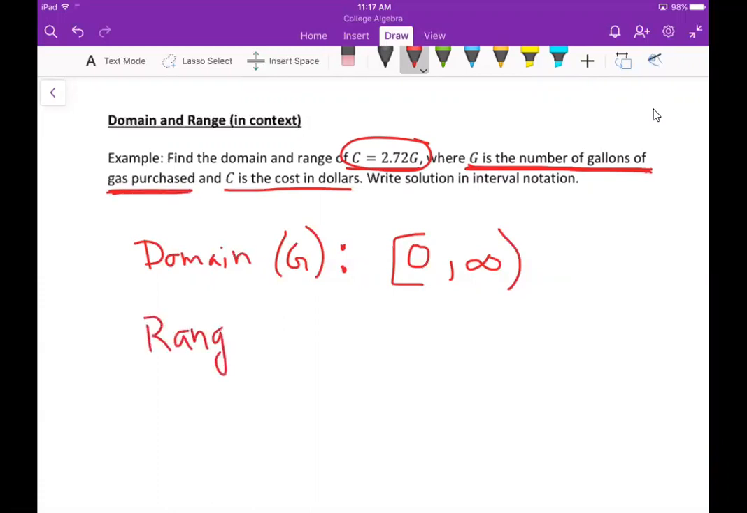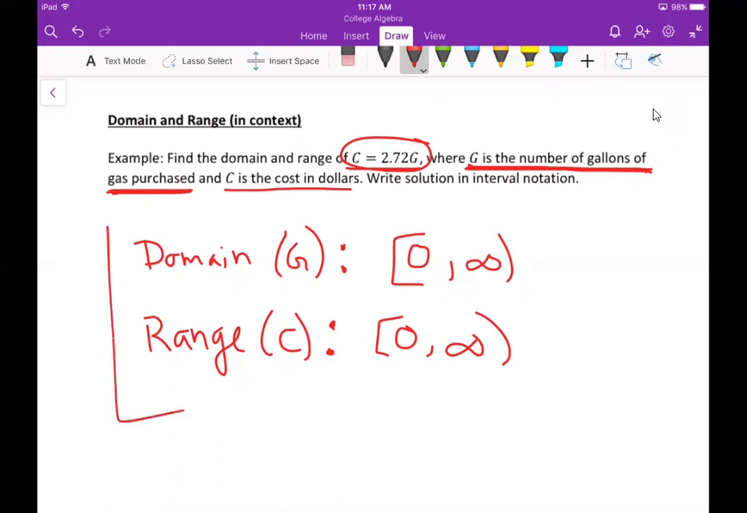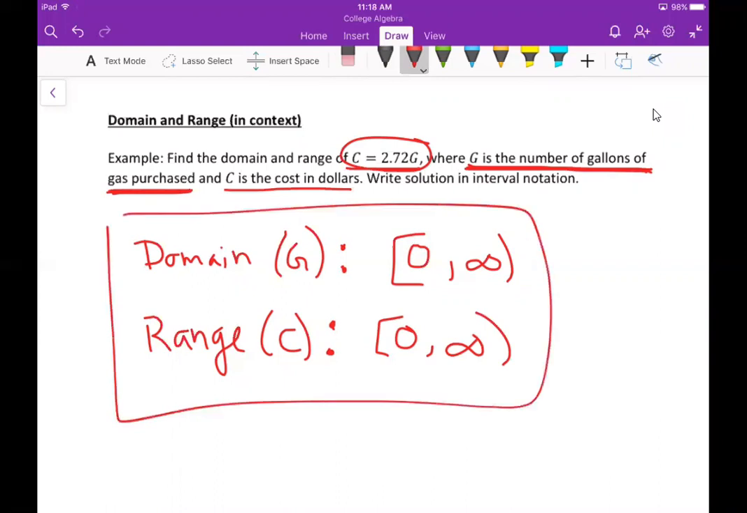Then we like to think about range next. Sometimes it's helpful to think about these in the other order, but typically you want to do domain and range, because what you plug in will affect what you can get out. So what makes sense for the cost then? And this has about the same reasoning. I'm not going to pay negative amounts of money. I could pay $0 for my 0 gallons of gas. And then again, because I assumed gas could go on forever, I could purchase as much gas as I wanted. That cost can go up forever as well. So we get domain and range based on the context of that problem, based on what those variables were set up to be.